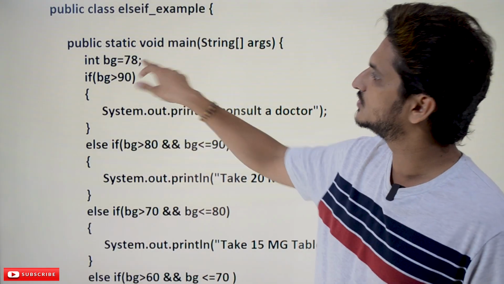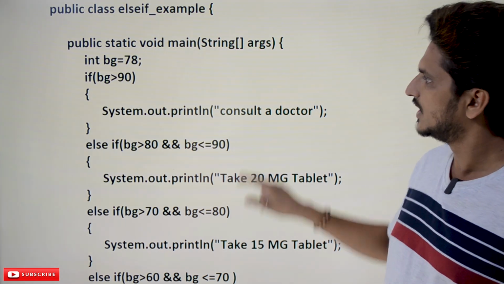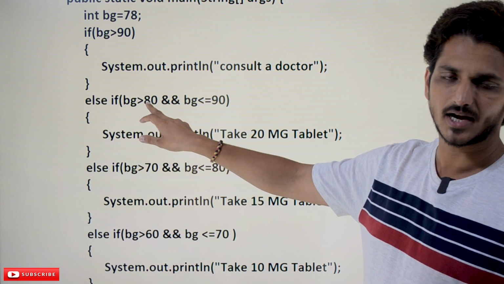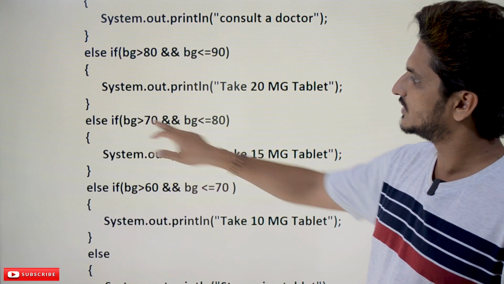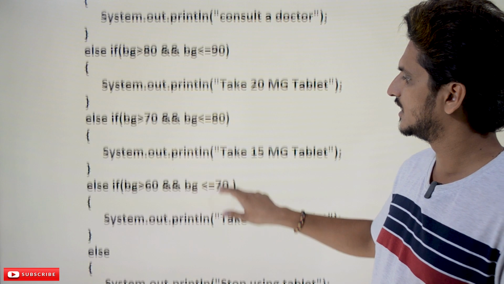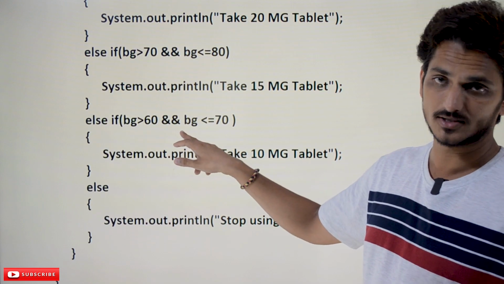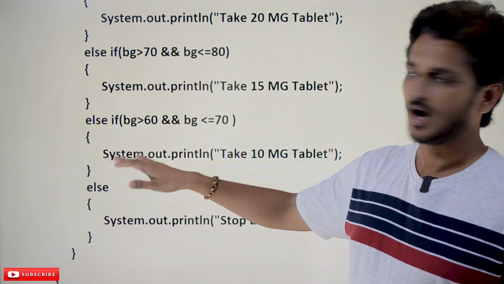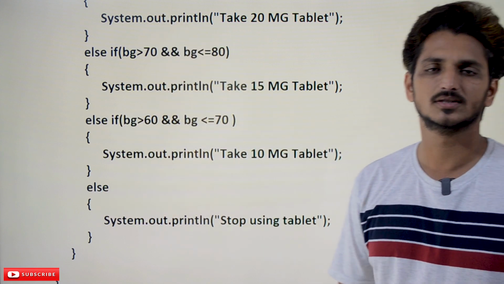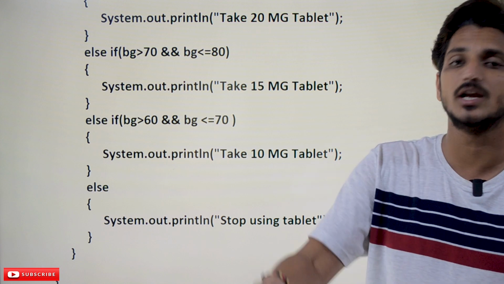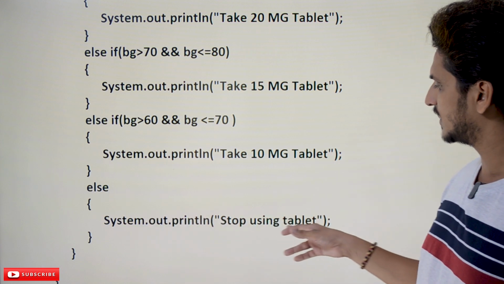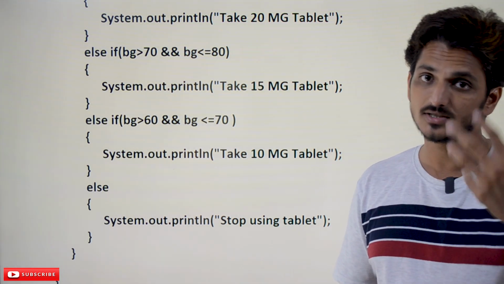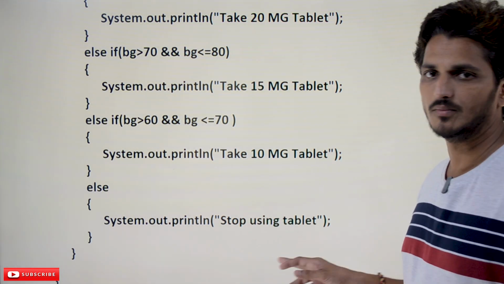If bg is equal to 60, the first condition is false. It will check the second condition, false. It will check the third condition, false. It will check the fourth condition, false, greater than 60, but our value is 60. All the if conditions are false, then it moves to the else statement. Else System.out.println stop using the tablet. It is going to suggest you stop using the tablet.